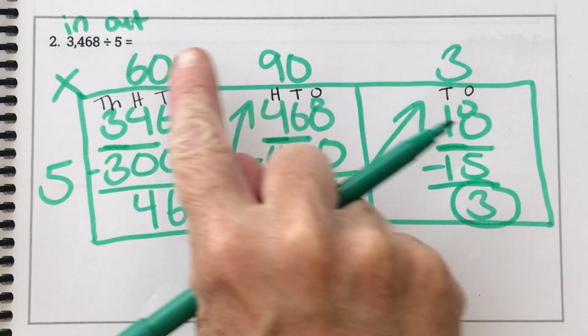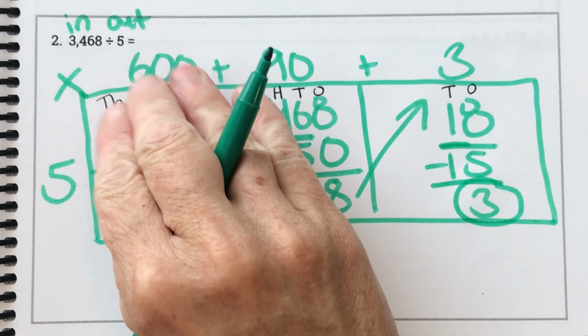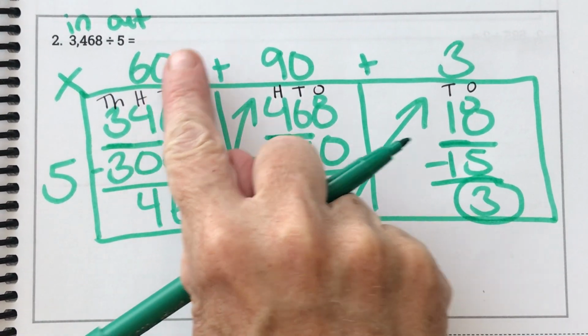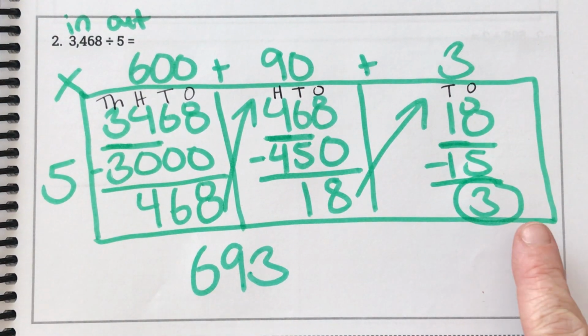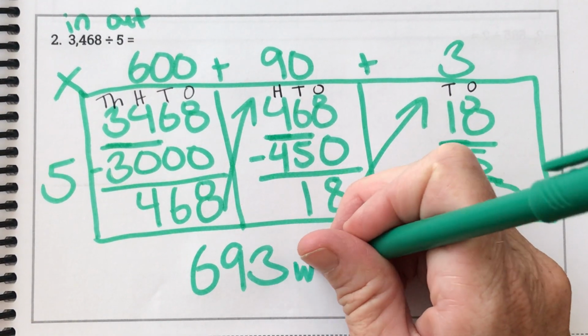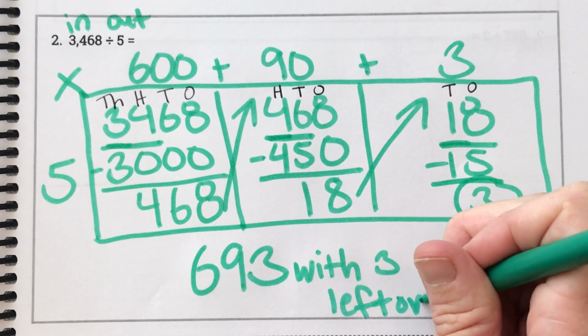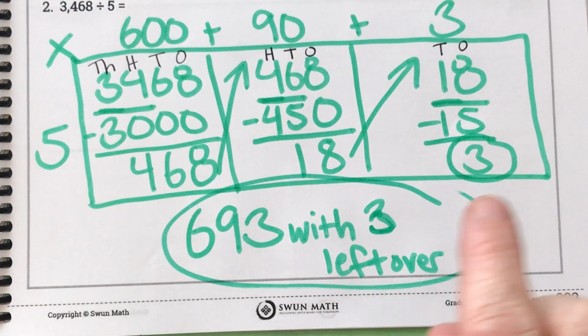Okay, so these are our partial quotients. They're part of the answer, and when we put them together and add them, we get 693 with 3 left over. And that is our quotient.